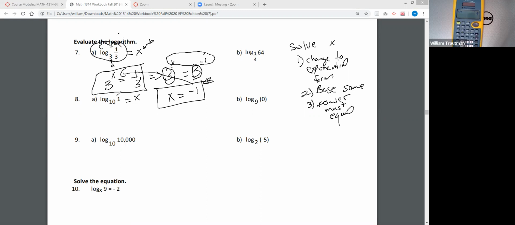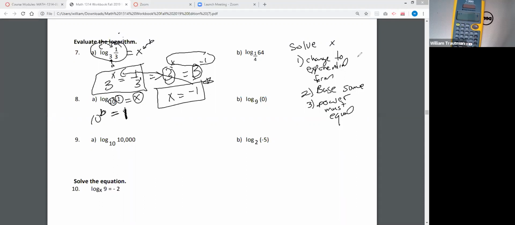By the way, anytime there's a log, let's solve this first. Change it to exponential form. It's a to the b power equals c. 10 to what power equals 1? I can't get the bases the same. But you have to know. This is one of those that we talked about. Yes, we did, just briefly.